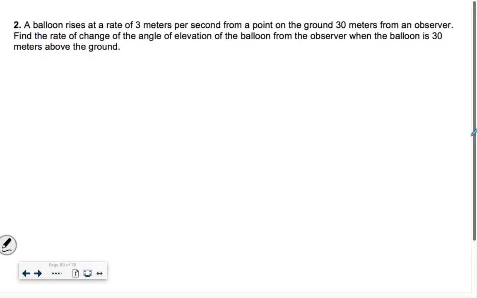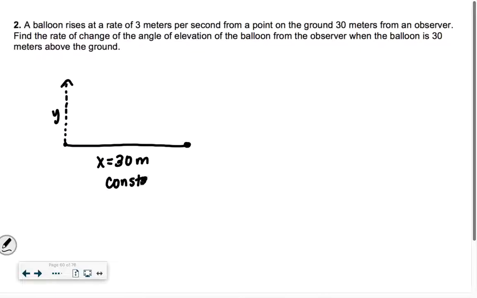All right, number 2. A balloon rises at a rate of 3 meters per second from a point on the ground 30 meters from an observer. So we're 30 meters away, here's the observer, and here's the balloon, which is going up. We have a y and we have an x. X is constant. Y changes. Y is getting bigger, so it's positive, and the y is going up at 3 meters per second. So that's my dy over dt equals 3.